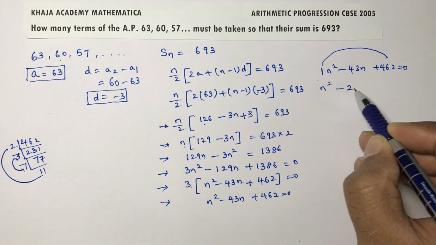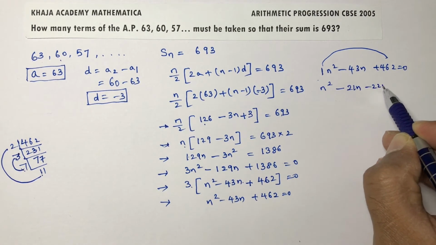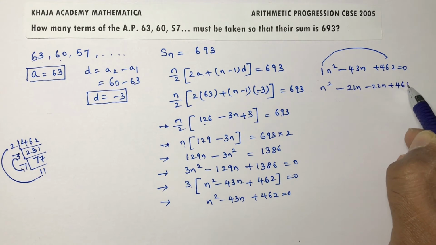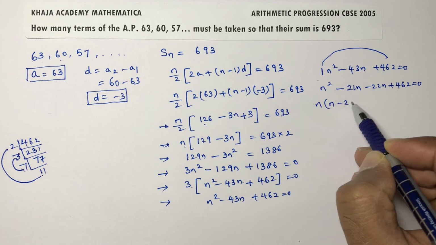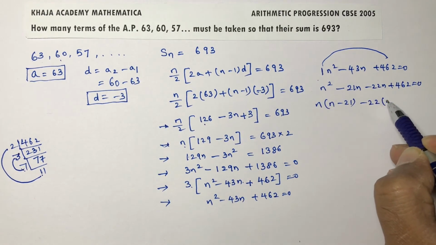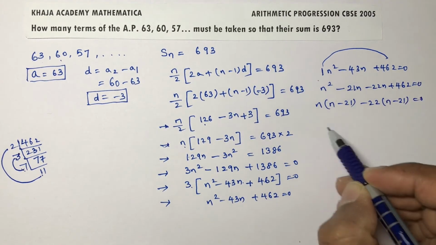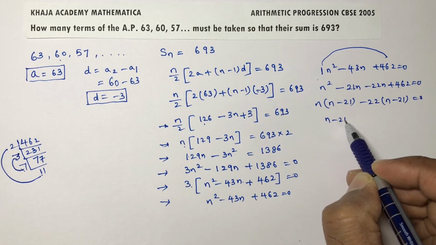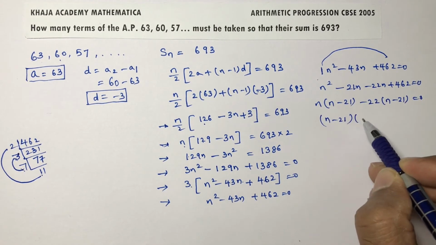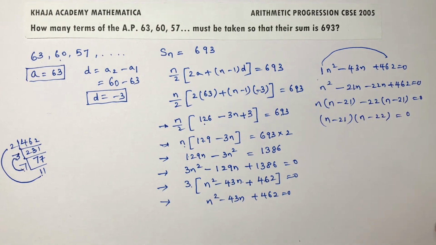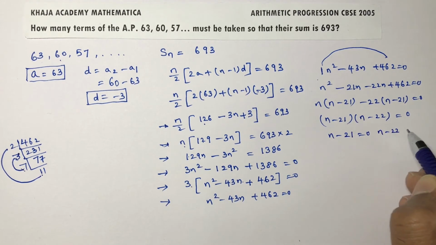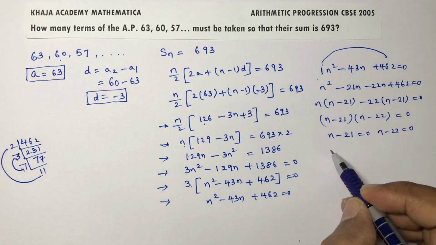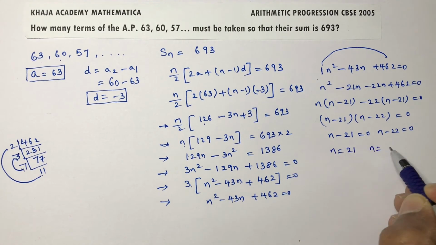So n square minus 21n minus 22n plus 462 equals 0. Here if we take n common, n into n minus 21, minus 22 we take common, n minus 21. n minus 21 into n minus 22 equals 0. n minus 21 equals 0, n minus 22 equals 0. So here you are getting n equals 21, n equals 22.